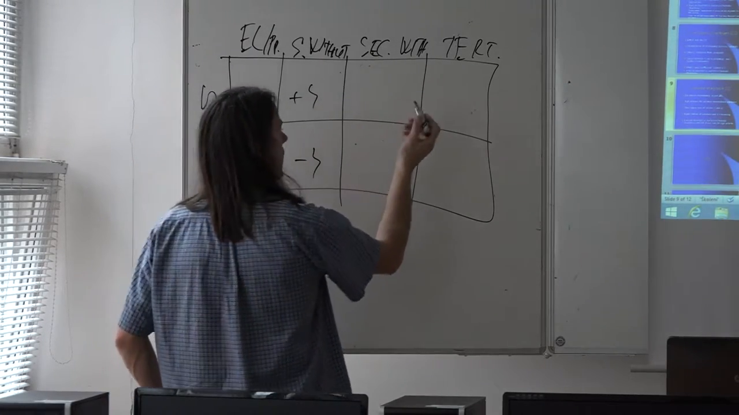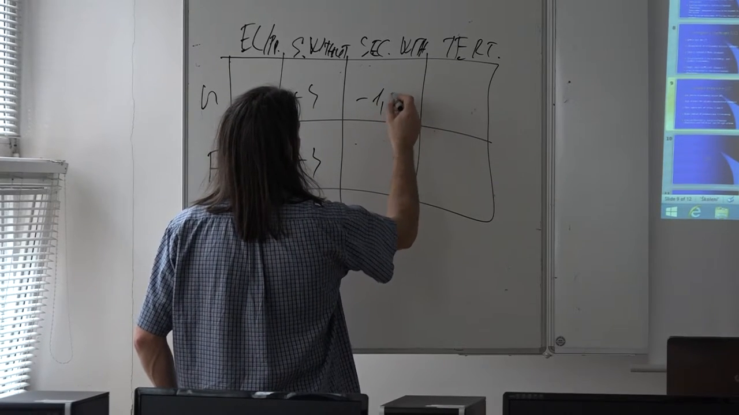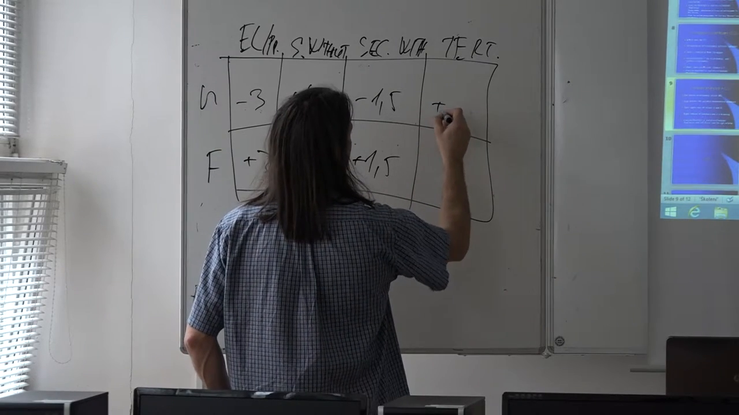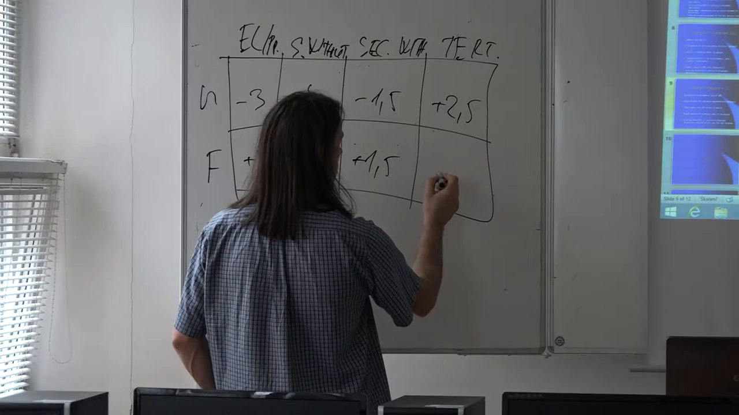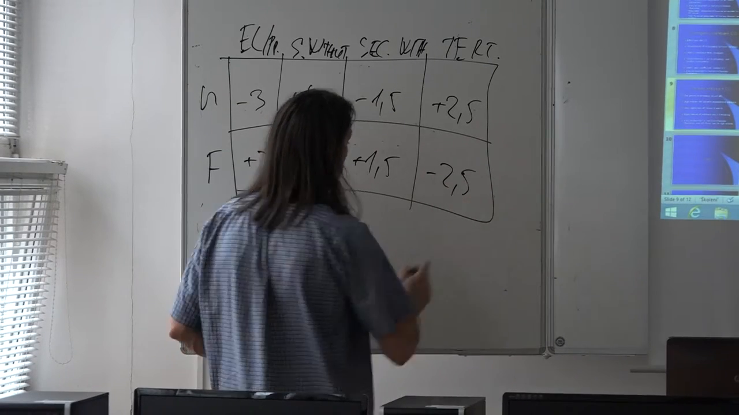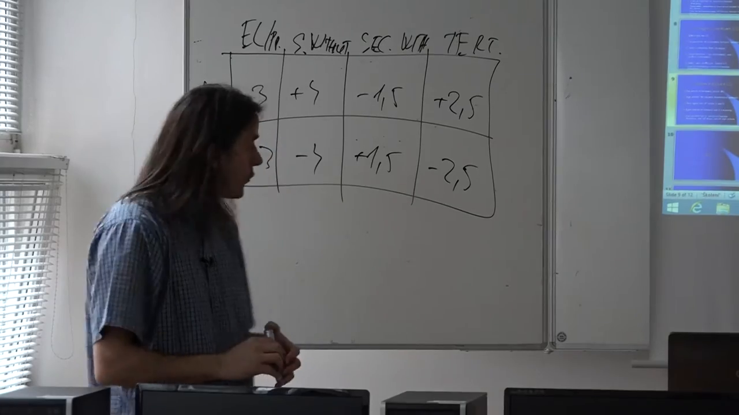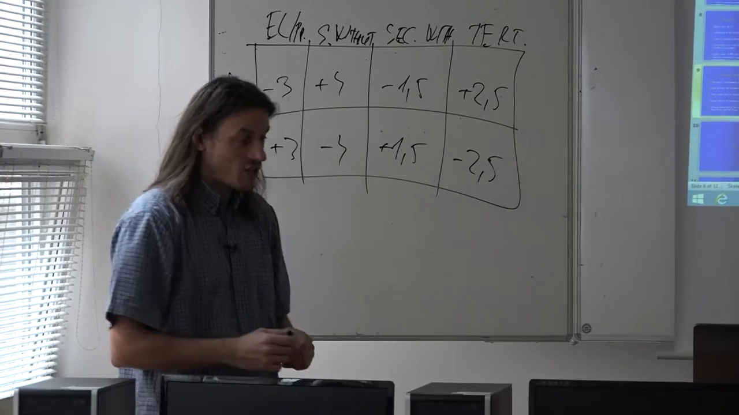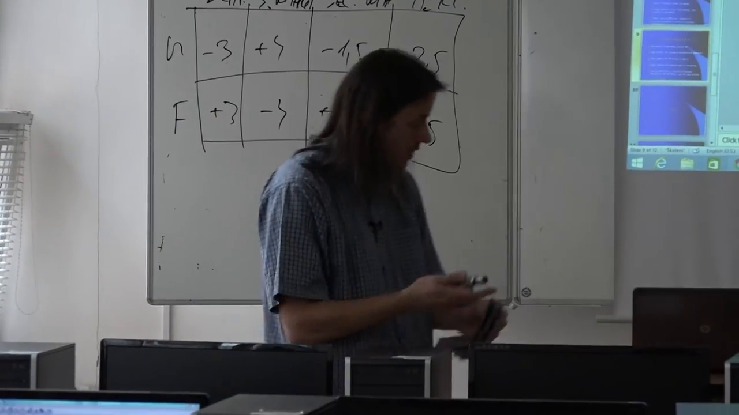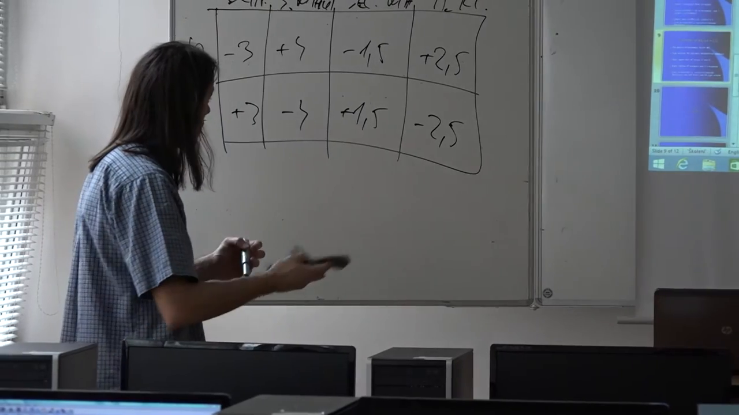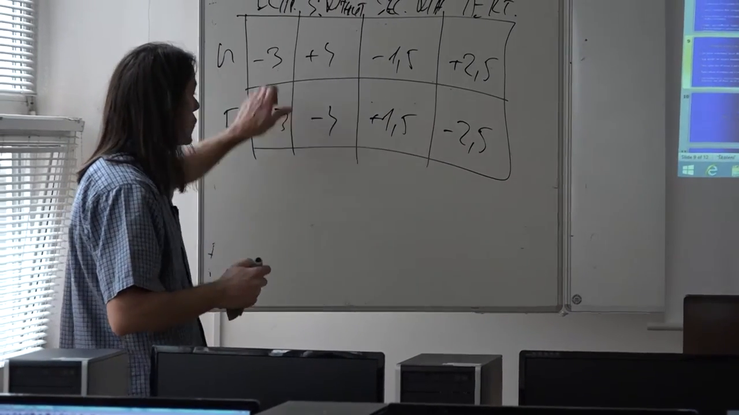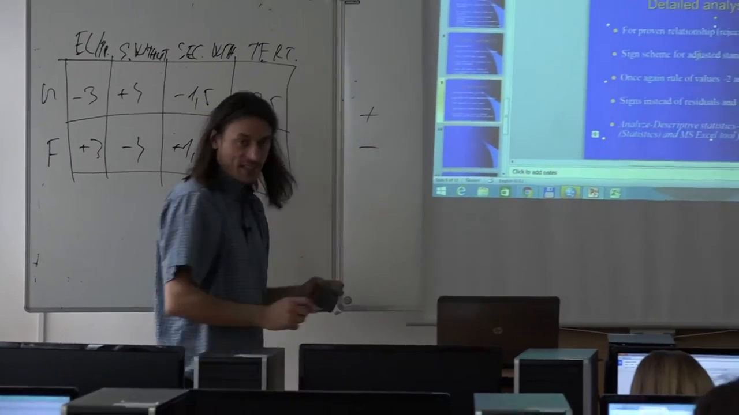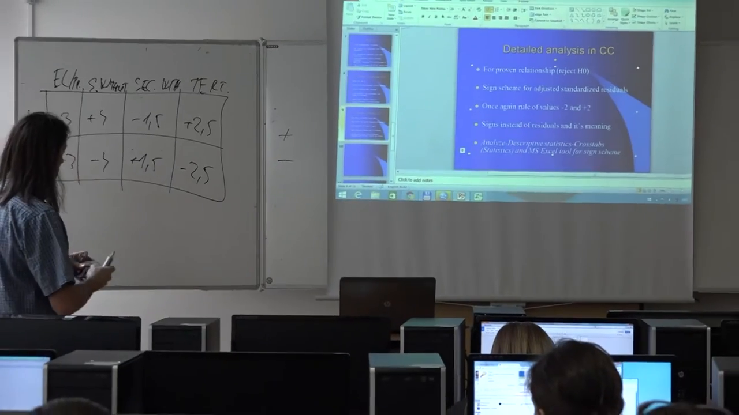For the next category, maybe there will be minus 1.5, plus 1.5, and maybe plus 2.5 for the last one for male and minus 2.5 for female. And if you compute this sign scheme, these adjusted residuals, it is quite common, but it's not present in SPSS, that's why we will use a Microsoft Excel tool, which was prepared by me, to replace these values by signs, pluses or minuses.